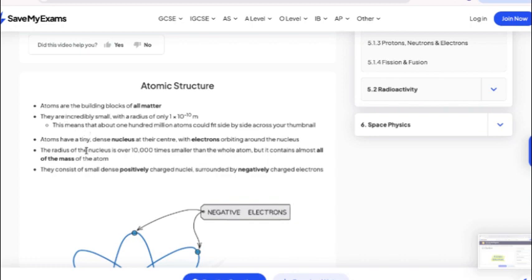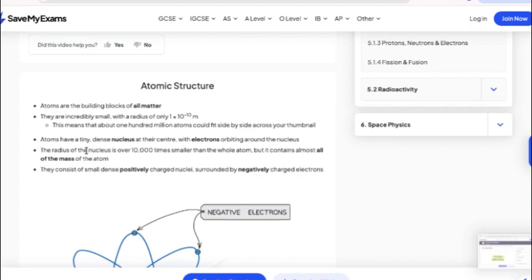So we say atoms are small. They are small with a radius of 1 times 10 to the power of -10. That tells you how small an atom is, incredibly small. The radius is 0.0000000001 meters. That's the radius of an atom, right? So it shows you an atom is incredibly and unbelievably small.